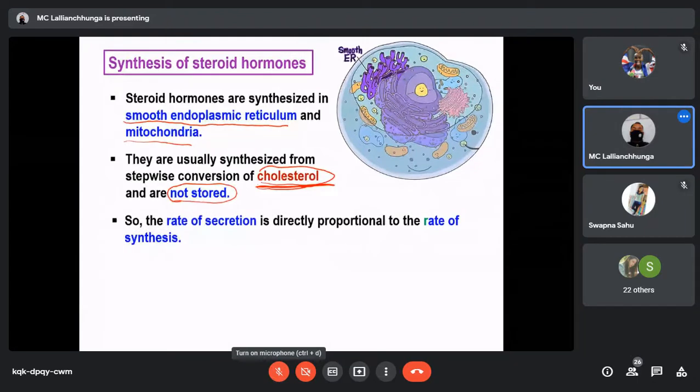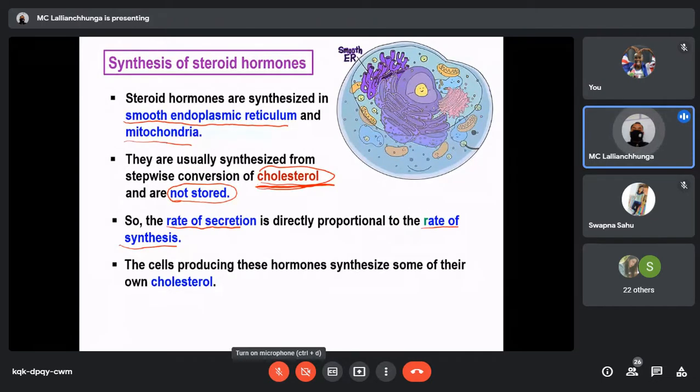Since they are not stored, the rate of secretion is directly proportional to the rate of synthesis, because whenever they are synthesized, they will be secreted and utilized since they are not stored in the gland.